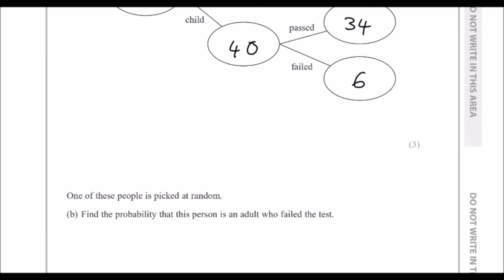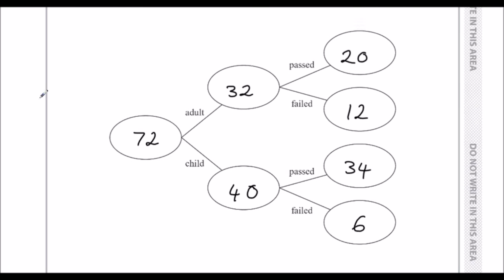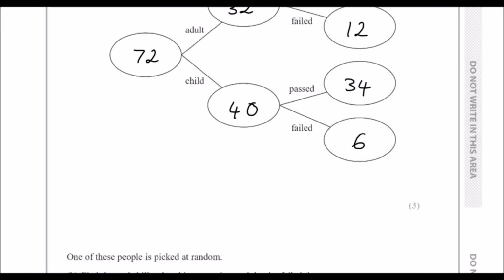And one of these people is picked at random. Find the probability that this person is an adult who failed. How many adults failed? 12. So 12 out of the total, which is 72.